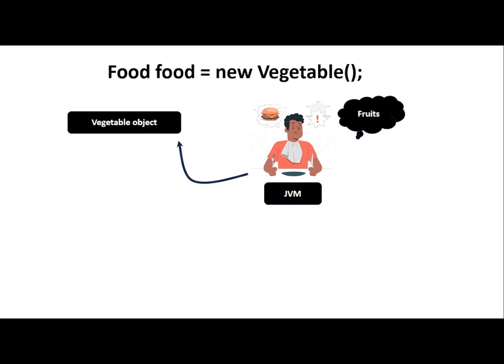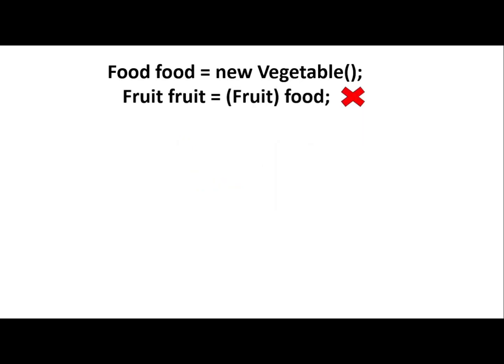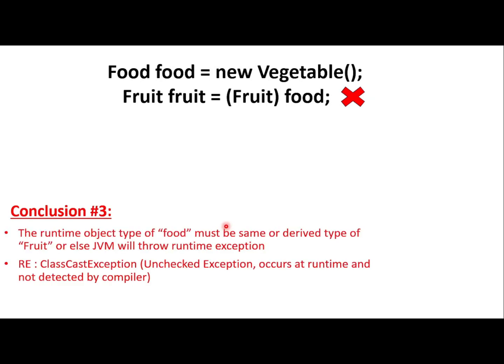So now are you in a position to understand this whole topic of object typecasting? Don't worry, we will use some more test cases to understand it better. So that means this line will never execute. So what is our last conclusion? The runtime object of food must be the same or derived type of fruit. But since there is no relation between vegetable and fruit, it will throw the runtime exception.